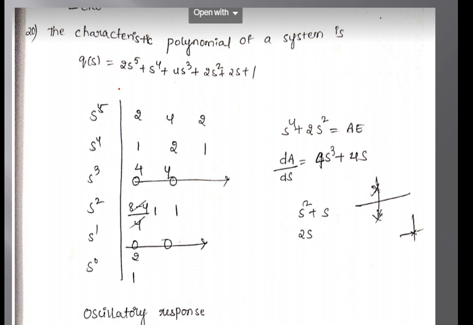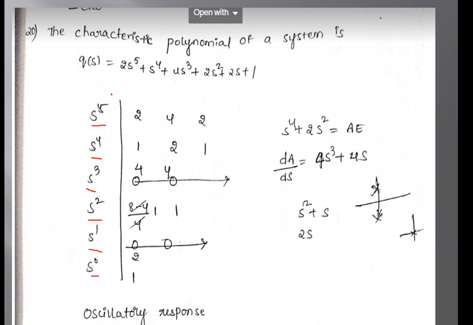So here, what is the highest power? That is s power 5. So directly I am writing the highest power, that is s power 5. The next one is s power 4, and the next one is s power 3, and the next one is s power 2, and the next one is s power 1 and s power 0.